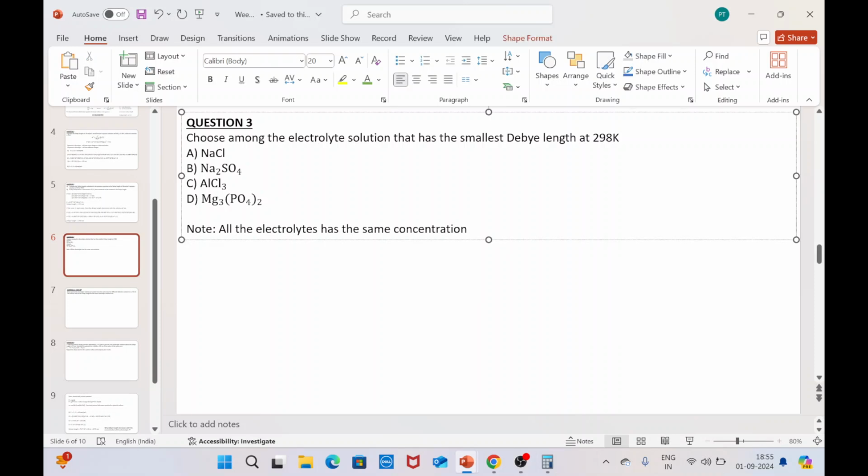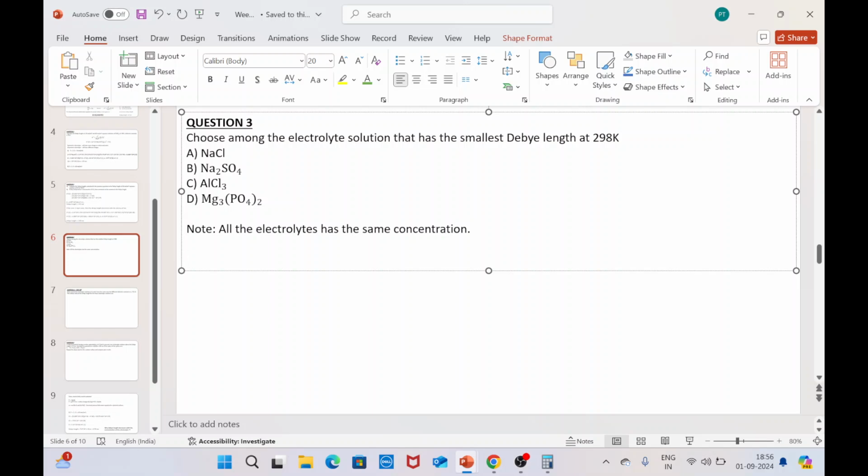So let's see this question. Choose among the electrolyte solutions the one that has the smallest Debye length at 298 Kelvin. Any answers on what this could be? Previously we discussed questions related to symmetric electrolytes. Here we also have asymmetric electrolytes. So any guesses on what the answer could be? A, okay. Let's see what the answer is.